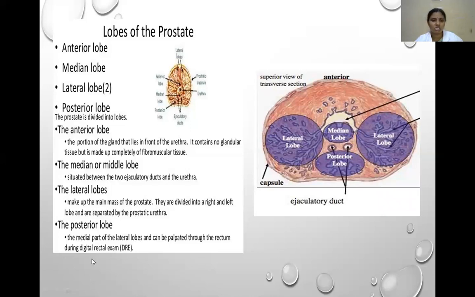And the posterior lobe means this is the most median part of the posterior gland. That represents the posterior lobe. Actually, there is no posterior lobe. These lateral lobes only continue with each other. Okay, so together these three structures are known as the lateral lobes.